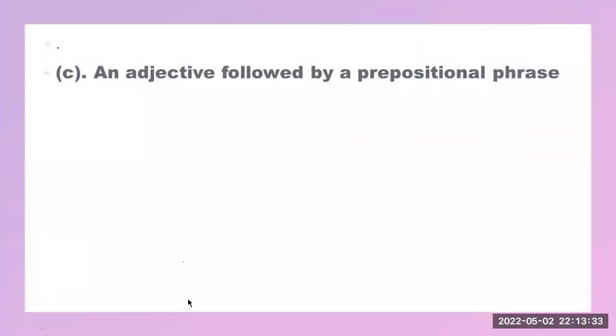Now, the next grammatical structure that can form an adjective phrase is an adjective followed by a prepositional phrase. For instance, look at the word fair. Fair. Now, this is an adjective, then followed by a preposition. Fair in complexion. All right, fair in complexion.